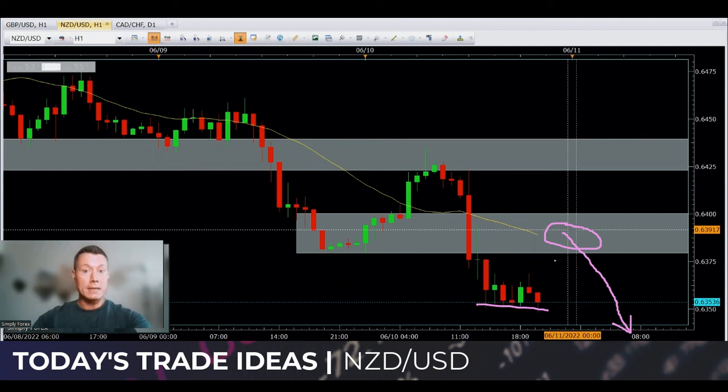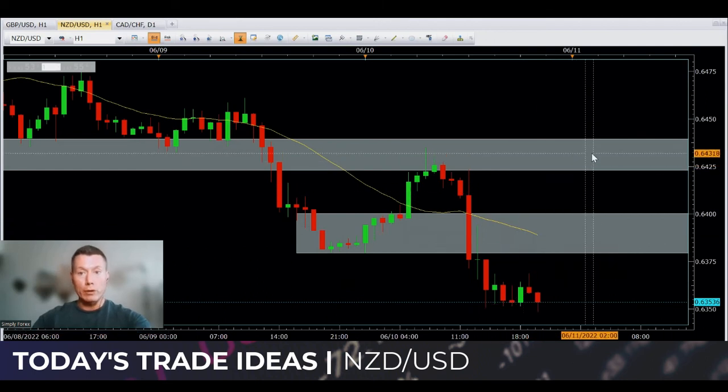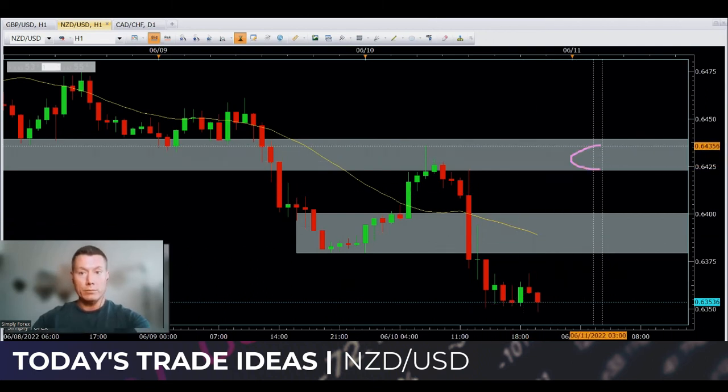Okay, if that doesn't happen, guys, price could retrace all the way back up to this grey zone. Okay, this hasn't changed from last week. Okay, this is where we entered last week. Okay, but again, price could retrace up to this grey zone.